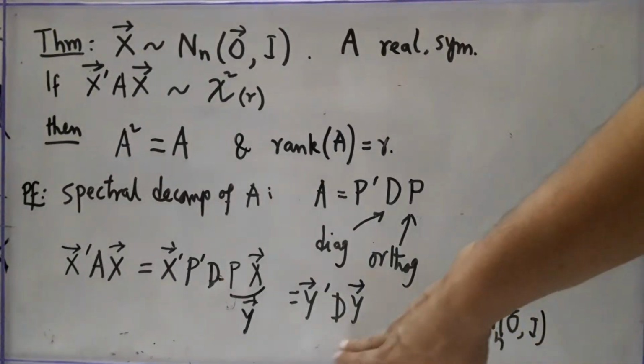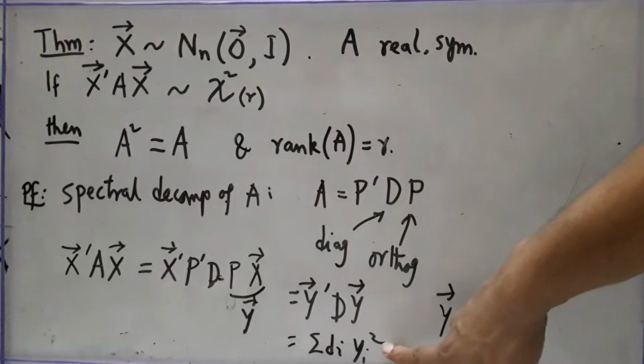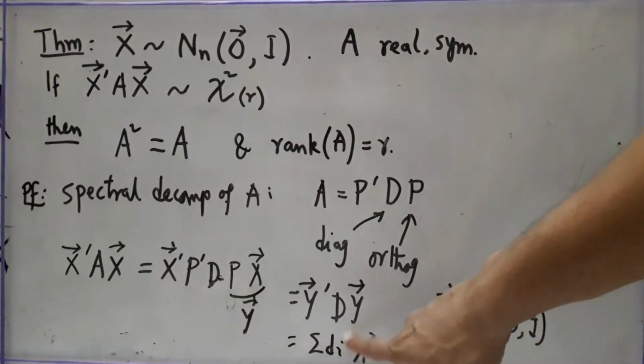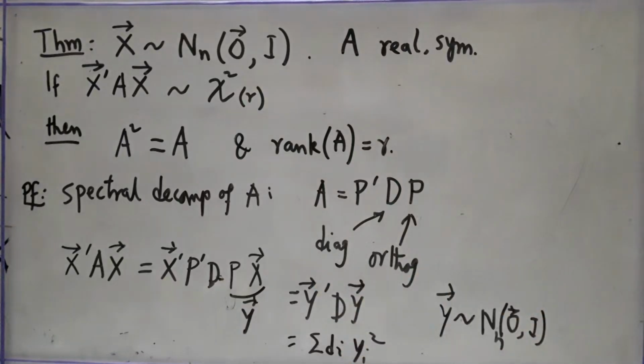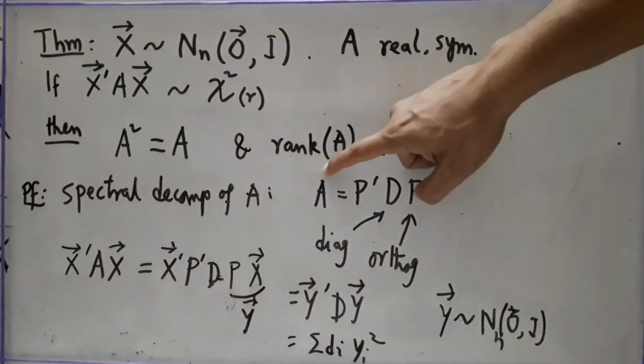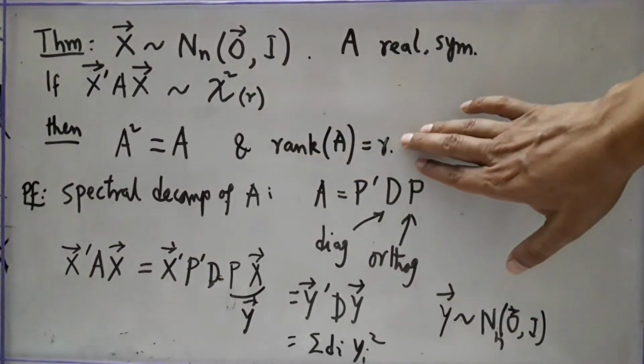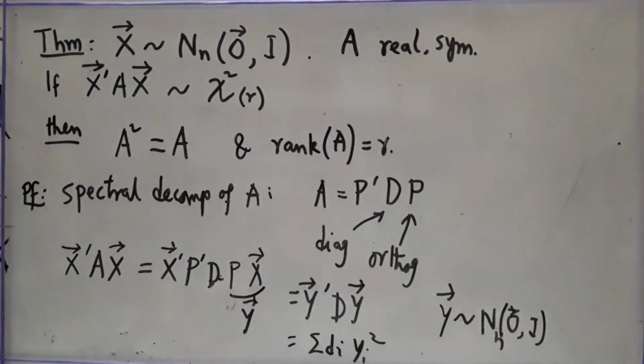Now since D is diagonal, Y transpose DY will be of the form summation di yi squared, where the di's are the diagonal entries of my capital D matrix. Now observe that rank of D is the same as rank of A. I still do not know what rank of A is. I am going to show that it is equal to r. So right now I can say, suppose rank of A is equal to k.